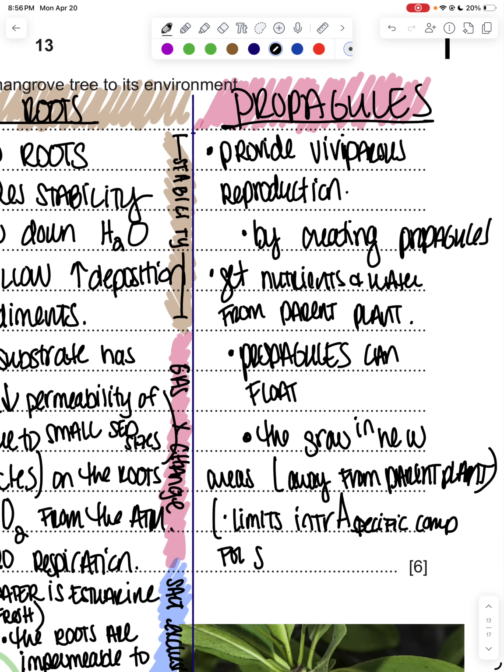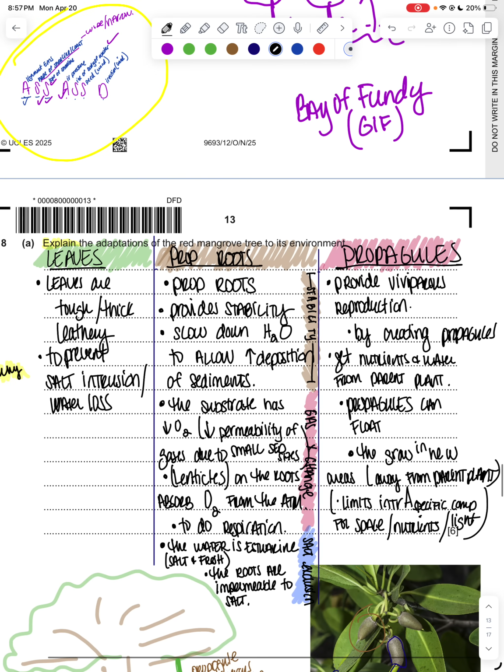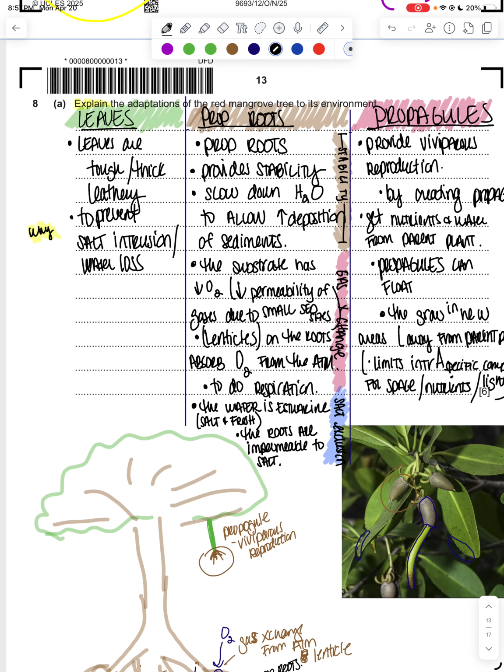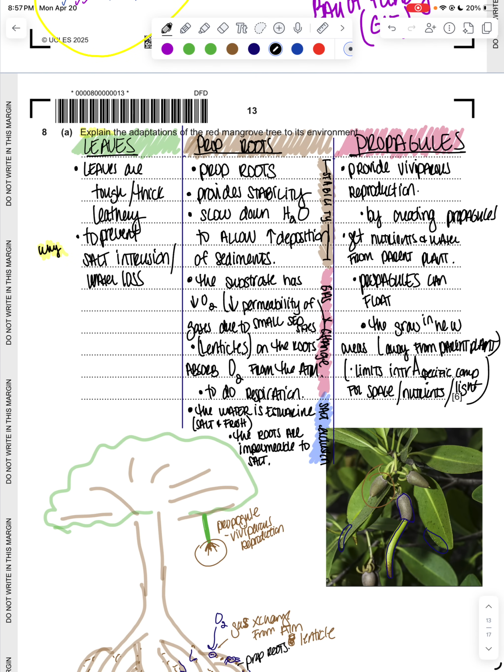They would be competing for space, also competing for nutrients and light availability. All right, and then the roots will grow when they hit a suitable substrate. I have a lot. This is the last section, 5.5. I have a lot on this topic of mangroves.